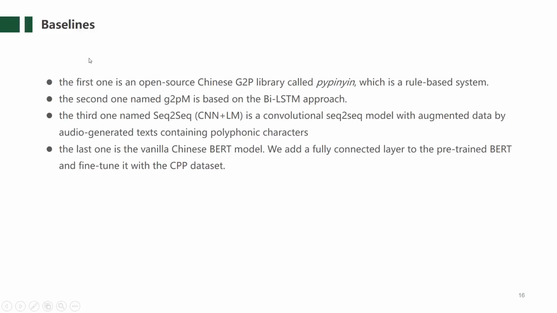Then the baselines of our experiments. The first one is an open source Chinese G2P library called pypinyin, which is a rule-based system. The second one, named G2PM, is based on the BERT approach. The third one, named sequence-to-sequence, CNN plus LM, is a convolutional sequence-to-sequence model with augmented data by automatically generated text containing polyphonic characters. The last one is a Mandarin Chinese BERT model. We add a fully connected layer to BERT and fine-tune it with the CPP dataset.